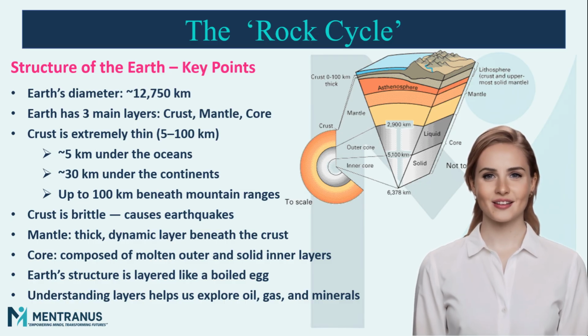Just like an eggshell, Earth's crust is brittle. It can crack and break, which is exactly what happens during earthquakes. When we look at cutaway diagrams of the Earth, especially ones drawn to scale, it really drives home how incredibly thin that outer shell is. Just skin deep. The vast majority of Earth's volume lies beneath, in the mantle and the core. The mantle, which sits right below the crust, is much thicker and more dynamic, and the core, well, that's a whole world of molten and solid metal all on its own.